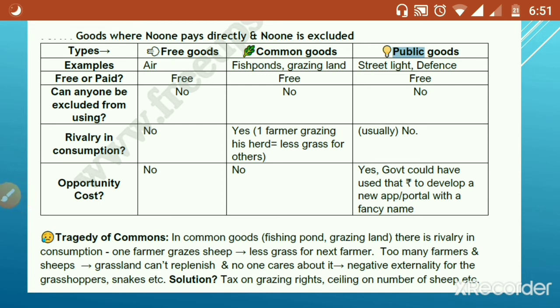And these parameters should be like this. All these parameters should be the same to categorize any good as a public good or common good or free good. Now we will do some questions.